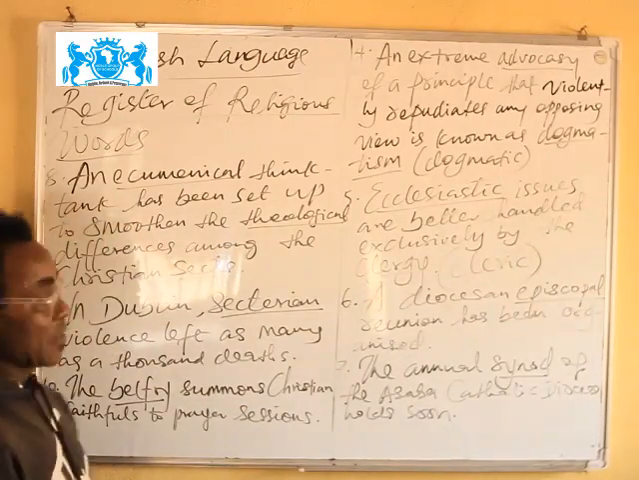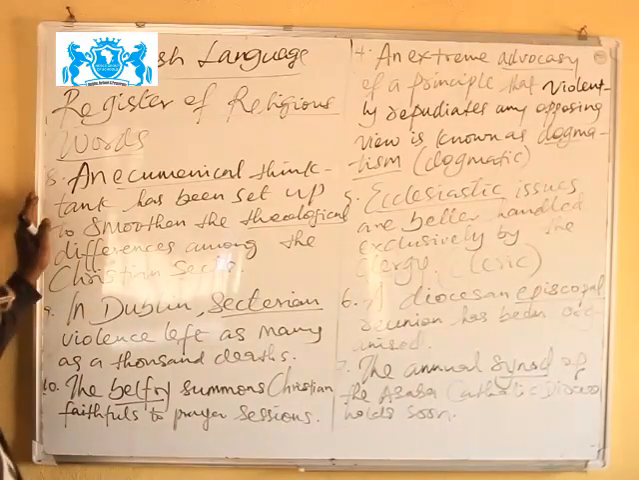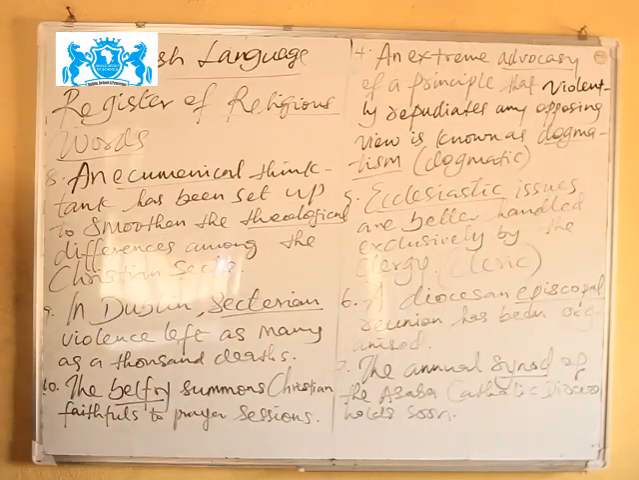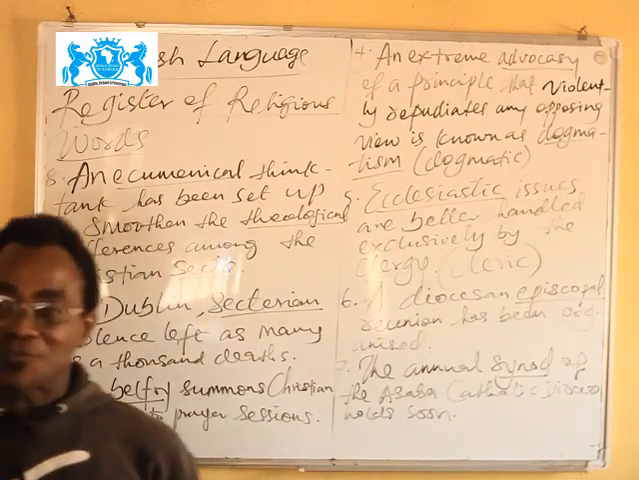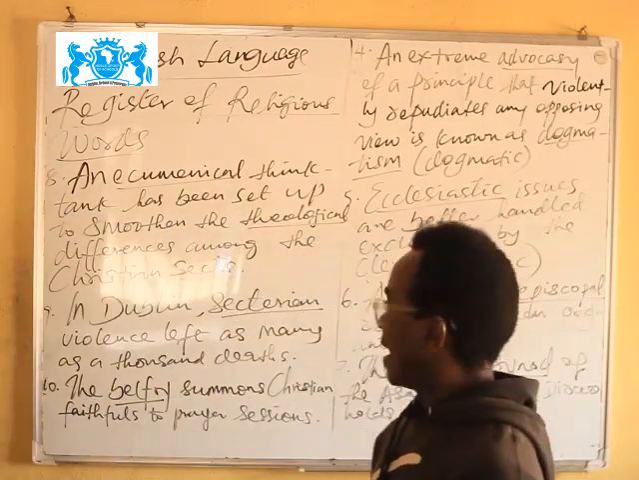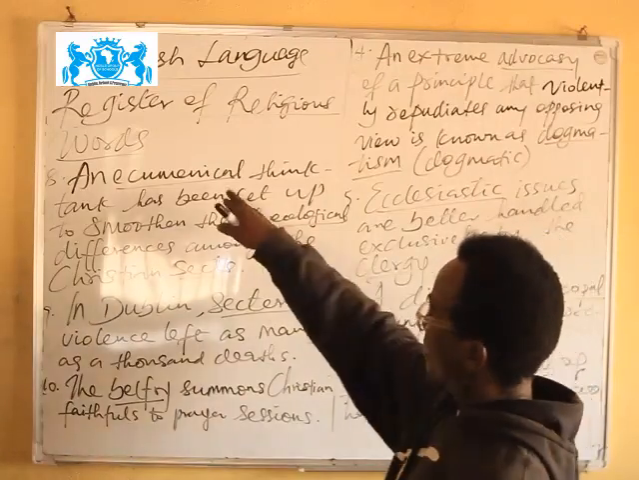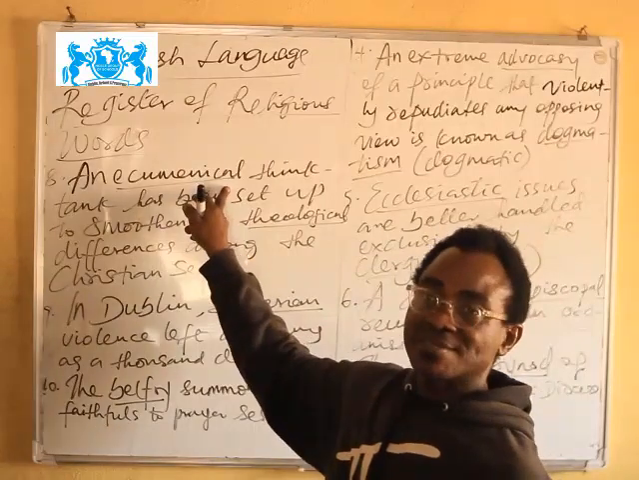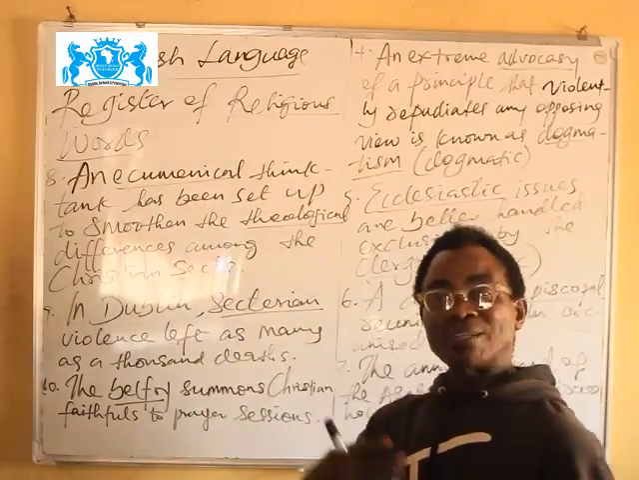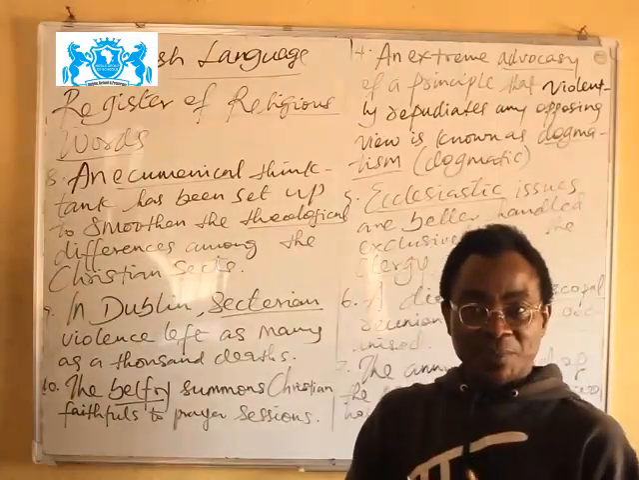Alright, let us take a look at these sentences. Number 8 says, an ecumenical think tank has been set up to smoothen the theological differences among the Christian sects. And this sentence will underline a number of words. Ecumenical, meaning an arrangement that brings different sects or different branches of the same religion together for a joint purpose.